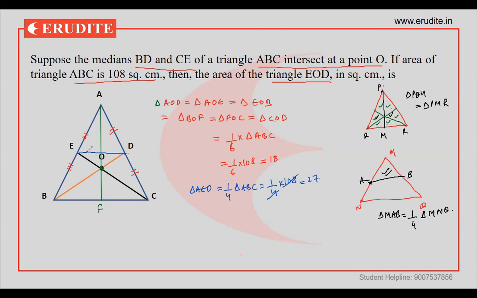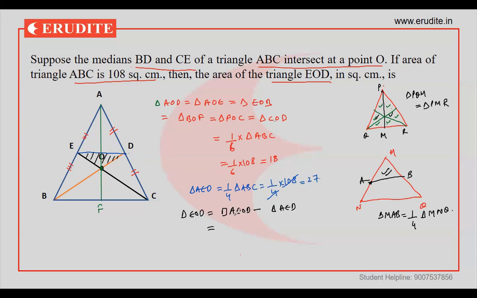Now guys, I have to find the area of the triangle EOD. This triangle's area can be found if I subtract the area of the triangle AED from the area of the quadrilateral AEOD. So the area of the triangle EOD is nothing but the area of the quadrilateral AEOD minus the area of the triangle AED.